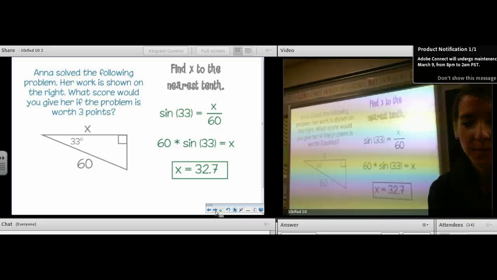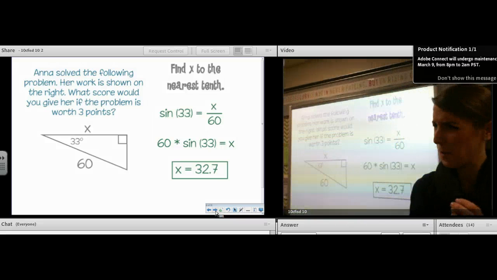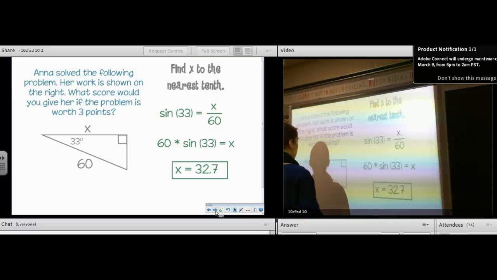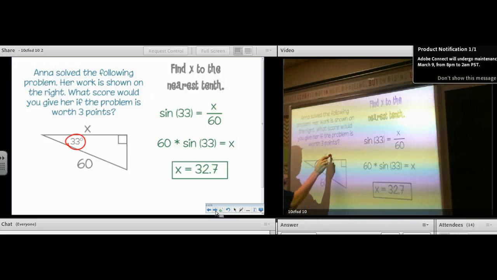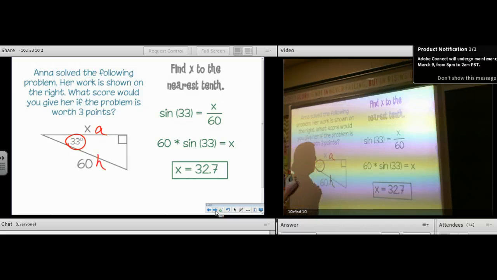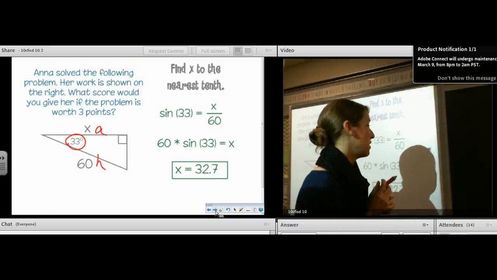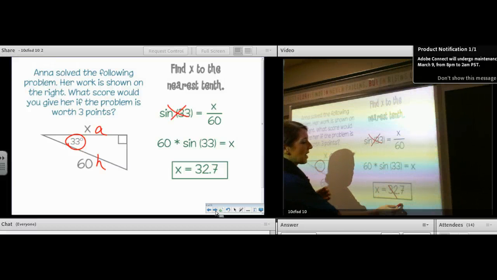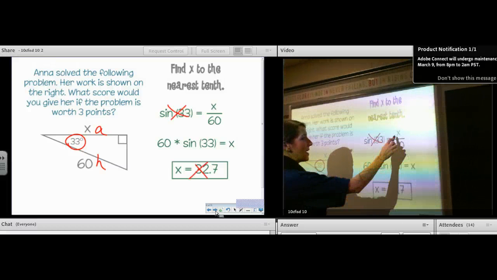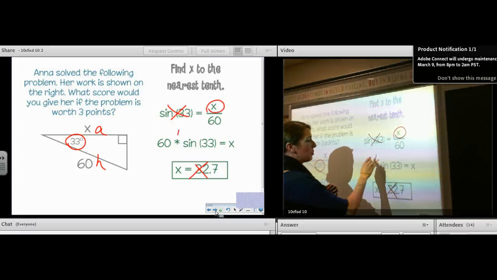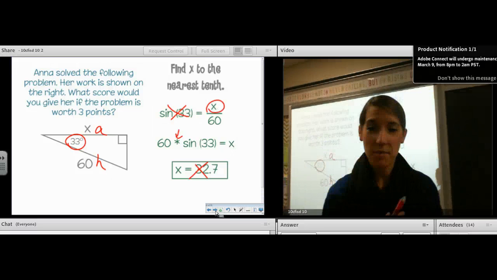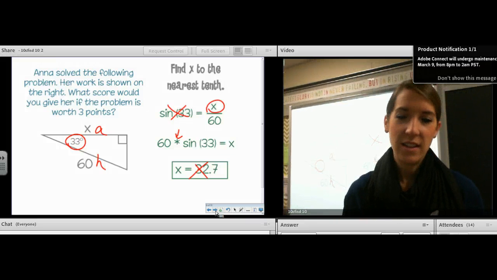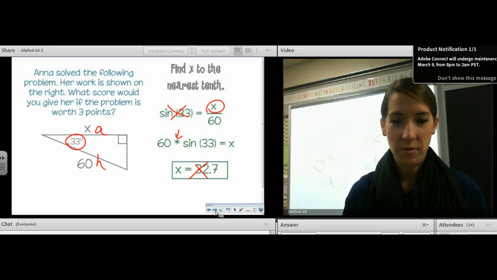Okay, so yes, she did show work. Yeah, but so this one we've got adjacent and we've got hypotenuse. So we would choose cosine, but she chose sine. So she messed up in the very first step. So that makes her answer completely wrong. Now, x was in the numerator and she did multiply, so that was good. So you might give maybe 1 point for that, but she didn't even get the first step right. So I would probably give 0.